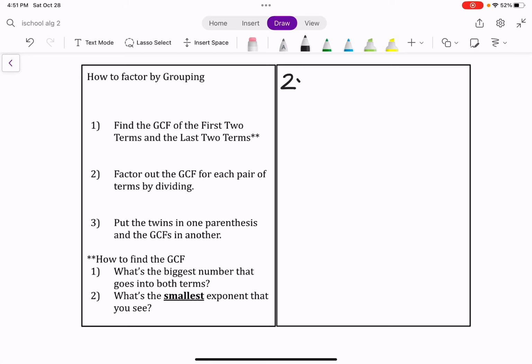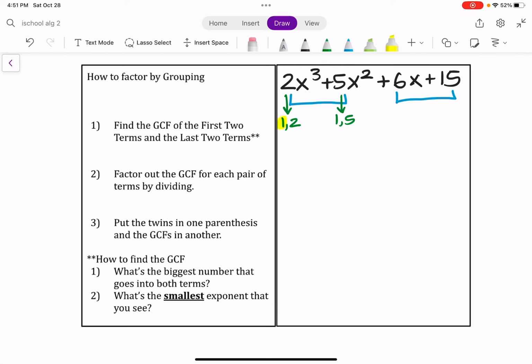So let's say we have 2x to the third plus 5x squared plus 6x plus 15. So remember, we're grouping the first 2 terms and the last 2 terms together. You're asking yourself, what's the biggest number that goes into 2 and 5? A lot of y'all may already know what that is. In that case, don't write out everything that I'm writing. Numbers that go into 2 are 1 and 2. Numbers that go into 5 are 1 and 5. So obviously the biggest number is 1. And then the smaller of the two exponents is x squared.